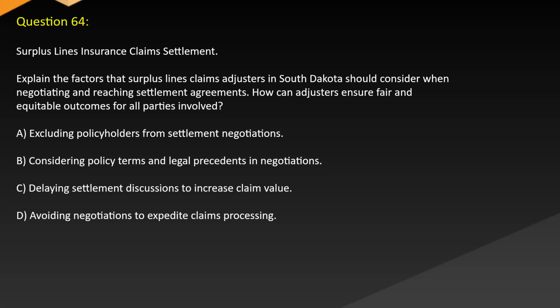Question 64. Surplus lines insurance claims settlement. Explain the factors that surplus lines claims adjusters in South Dakota should consider when negotiating and reaching settlement agreements. How can adjusters ensure fair and equitable outcomes for all parties involved? A. Excluding policyholders from settlement negotiations. B. Considering policy terms and legal precedents in negotiations. C. Delaying settlement discussions to increase claim value. D. Avoiding negotiations to expedite claims processing.